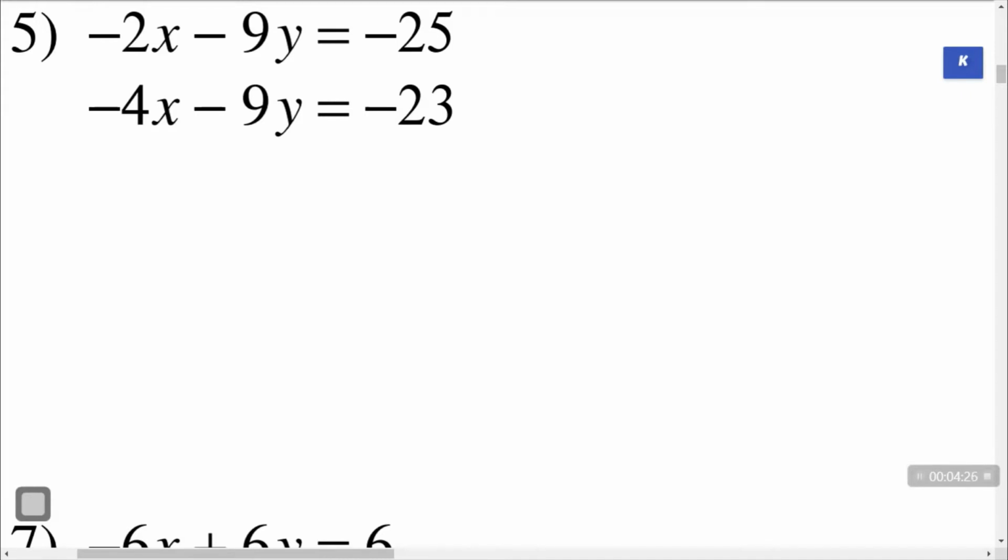I notice that none of these are the exact opposite, and I need to decide which variable I want to eliminate. Now, you could eliminate either one, but in this case, the easiest one is going to be eliminating y. I see that they're both negative 9y. That means I can simply multiply one of my equations by a negative 1 to make it the exact opposite. All right, that means that 2x is going to become a positive 2x. Negative 9y is going to become a positive 9y, and negative 25 is going to become a positive 25.